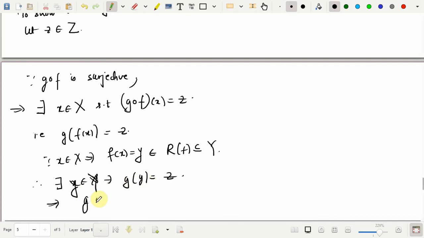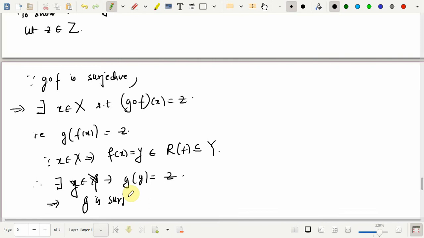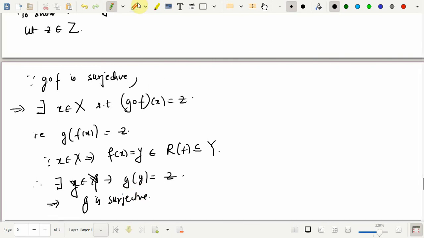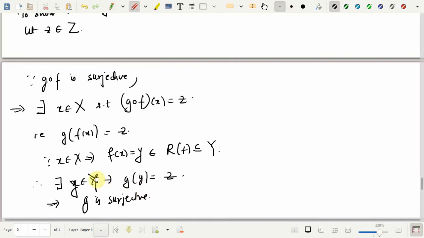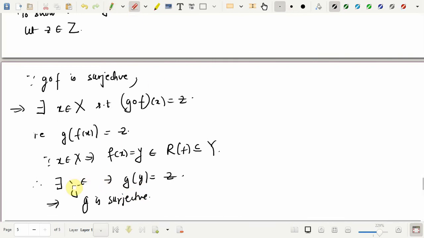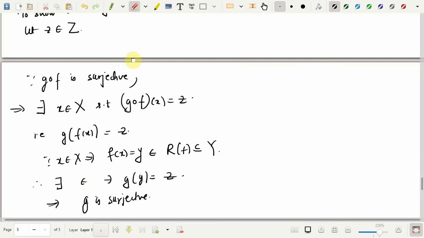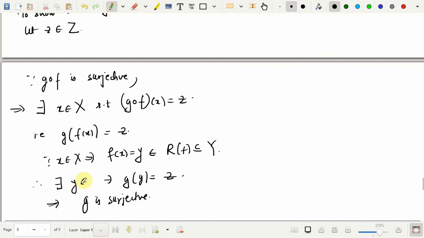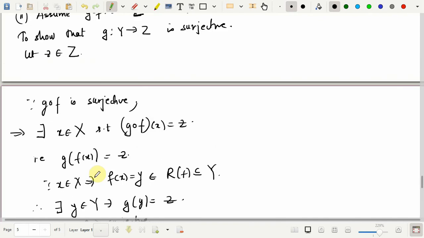Okay, make the correction, let me make it clear. This is y, right? Yes. Okay.